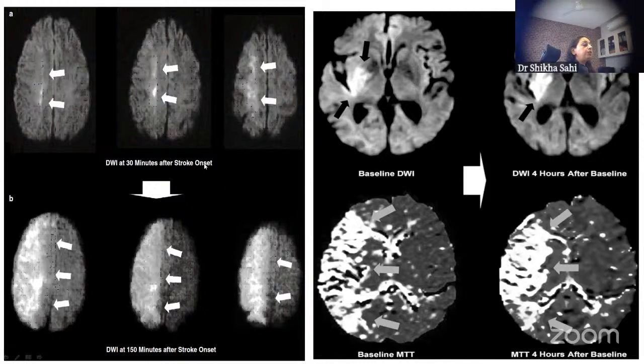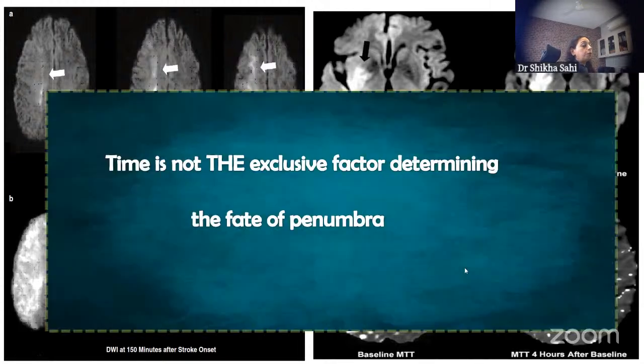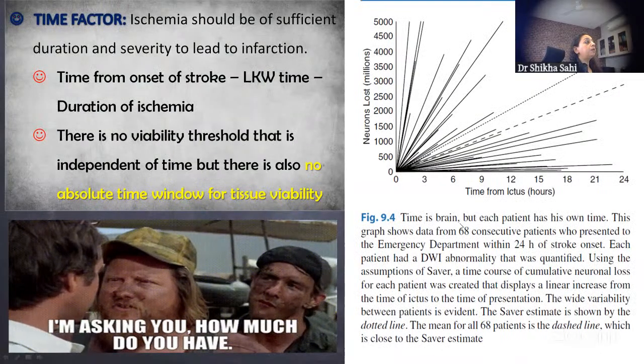So that means this patient progressed to infarction within 30 minutes, whereas this patient survived for 4 hours. The ischemia is still not irreversible. So time is not the exclusive factor which will determine the fate of the penumbra. So what are the other factors?